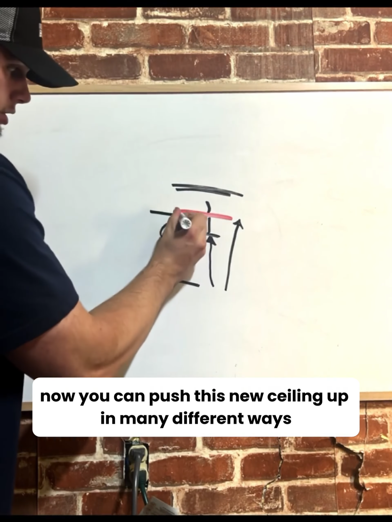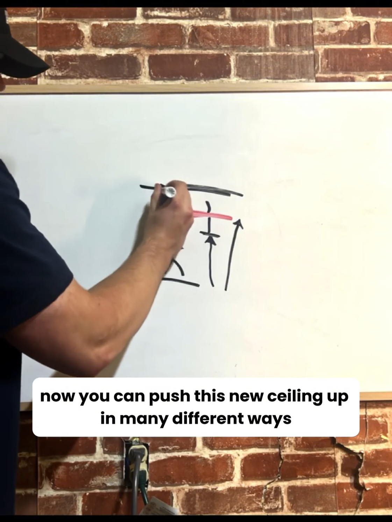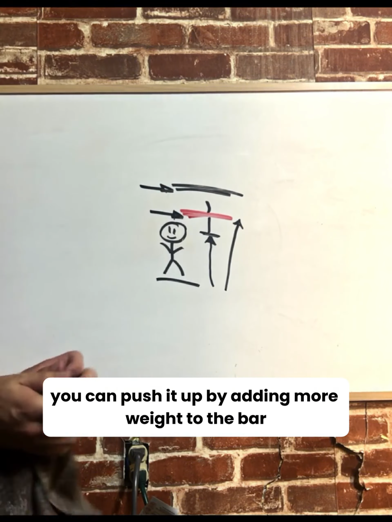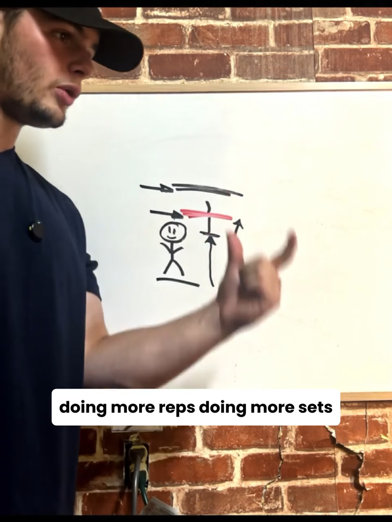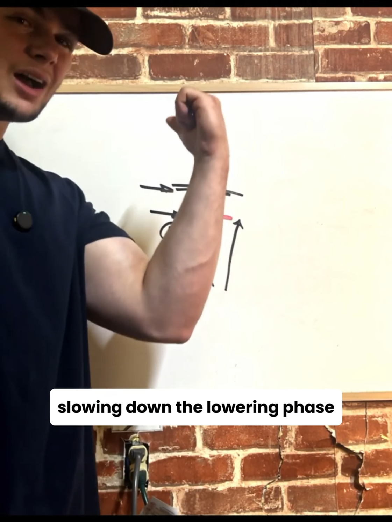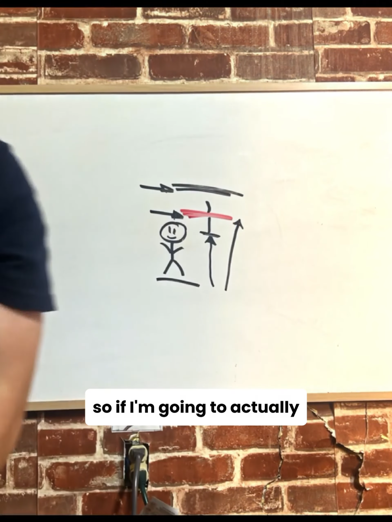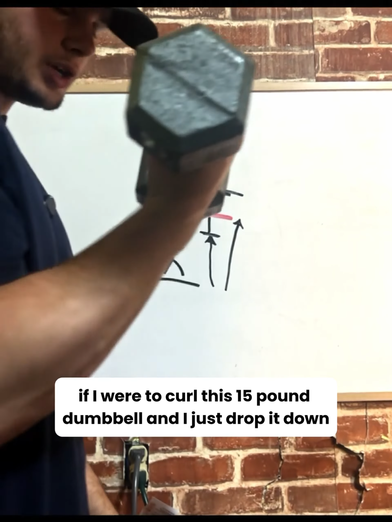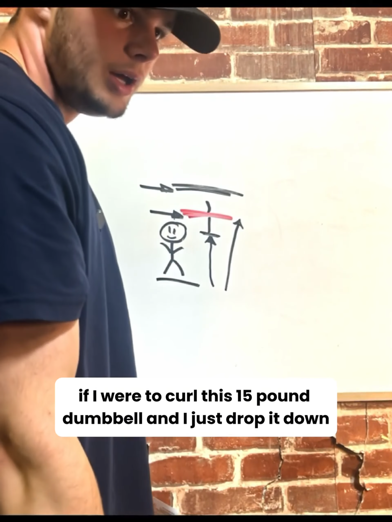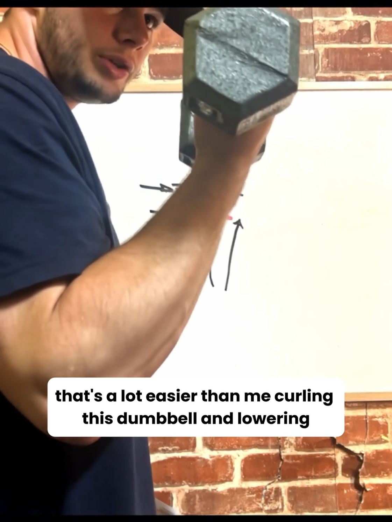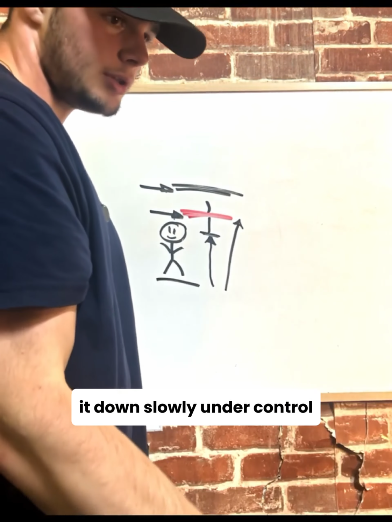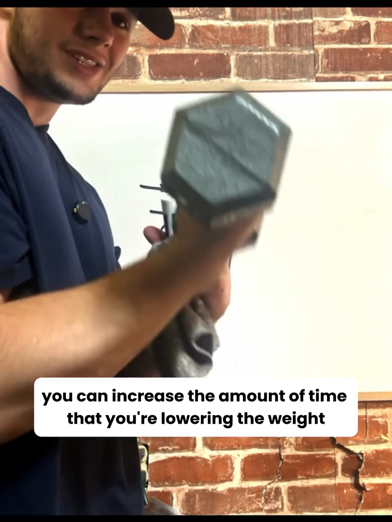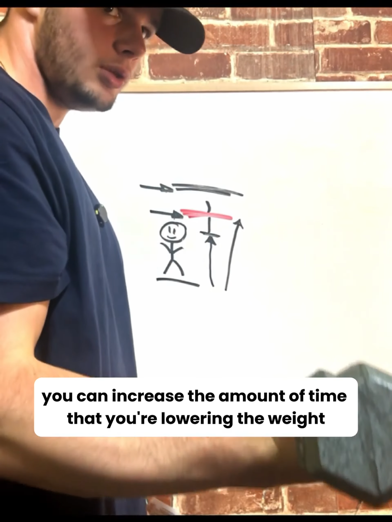Now, you can push this new ceiling up in many different ways. You can push it up by adding more weight to the bar, doing more reps, doing more sets, or slowing down the lowering phase. Actually, I'll grab a dumbbell right now. I got one within reaching distance. If I were to curl this 15-pound dumbbell and just drop it down, that's a lot easier than curling this dumbbell and lowering it down slowly under control. And so you can increase the amount of time that you're lowering the weight.